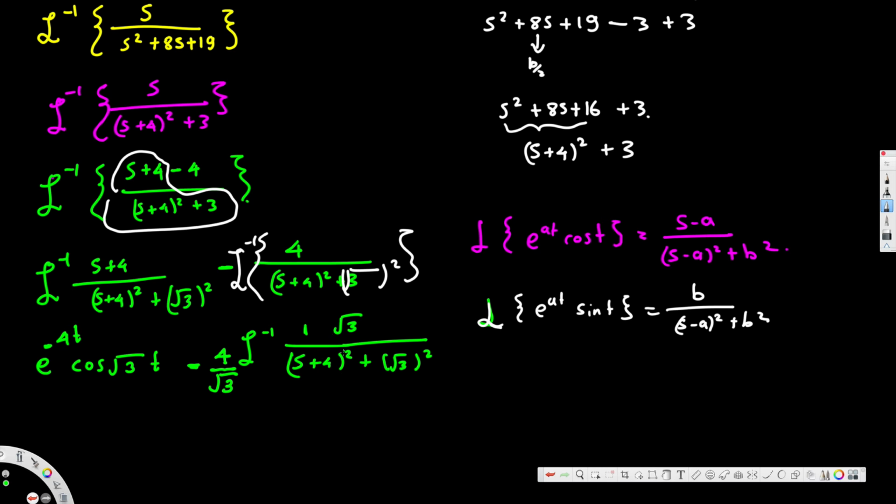Now we can convert this one into sin bt because we have this in the b over s minus a square plus b square pattern. So if we convert, this is going to become e power minus 4t cos square root of 3t minus 4 over square root of 3 Laplace inverse of, okay, we don't have to write the Laplace inverse. Now we can directly write the inverse. The inverse is e power at, a is minus 4 again, minus 4t, and sin bt, b is square root of 3t, and that's our final answer.